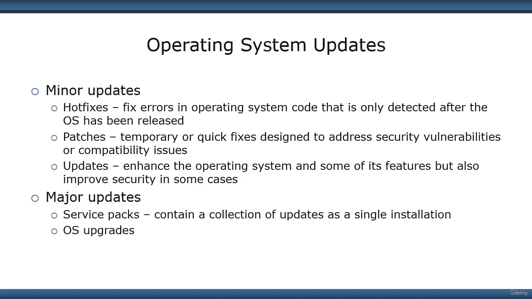Okay. Major updates typically with an operating system is through a service pack. A service pack contains a collection of updates as a single installation. Of course, you also have the newer version of the operating system. This has sort of been combined in Windows 10 and Windows 11. So every 6 months there is a quote-unquote service pack / OS upgrade. It's kind of all of the same thing that you're dealing with in those later operating systems.